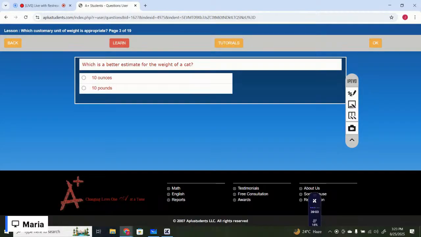Which is a better estimate for the weight of a cat? A cat would be 10 pounds. Option number two is the correct option.